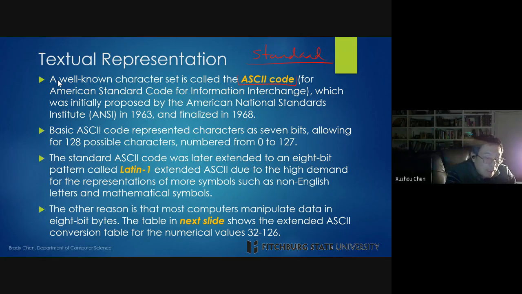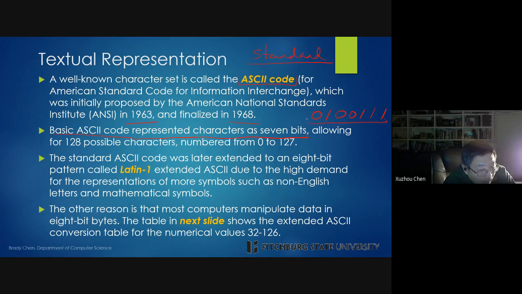This was initially defined in 1963 and finalized in 1968. Basically, ASCII code represented characters as 7 bits. That means for each character, you can store the character using a sequence of 7 bits. For example, you can represent one of the characters using 7 bits, say 0, 1, 0, 0, 1, 1, 1. Now, you can use this to represent a symbol. I don't know what it is, but it's defined.